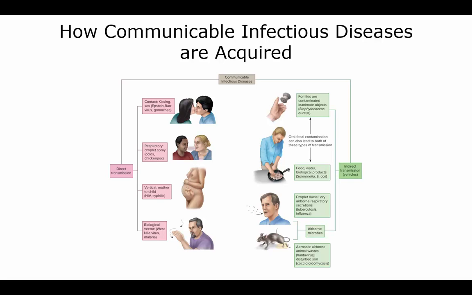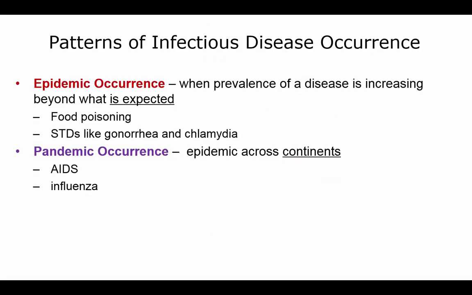And here you can see you can get it directly from kissing, or somebody's got chicken pox or a cold and you get too close to them, or through the placenta, or by being bitten by an insect, a mosquito. You can also get it from touching doorknobs, from food, from the waste of rodents, which causes the hantavirus.